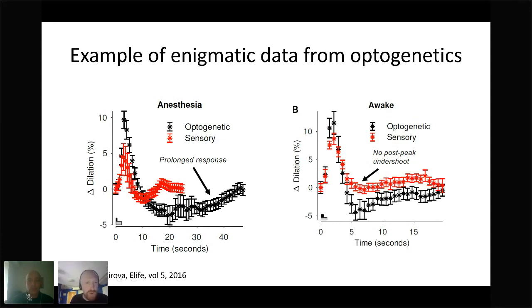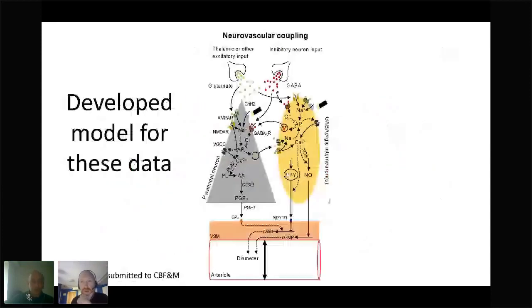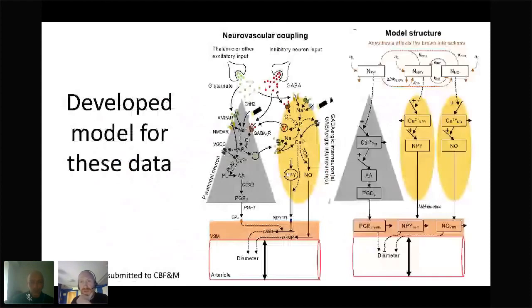You alter this BOLD response, which is here approximated by the dilation of the arterioles, so the small arteries. And you see that sometimes you have a longer post-peak undershoot, sometimes you don't have it at all, the amplitudes are different, and so on. So we developed a model for these data. Here you have the three cell types again. Here you have the electrical activity, and here you have the control of the diameter of the arterioles.